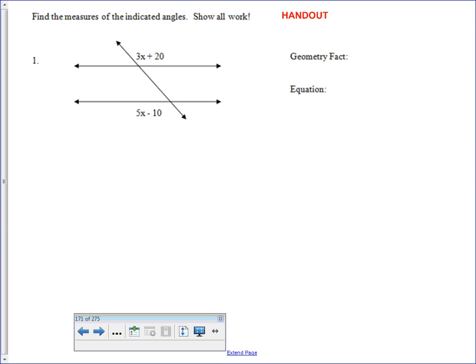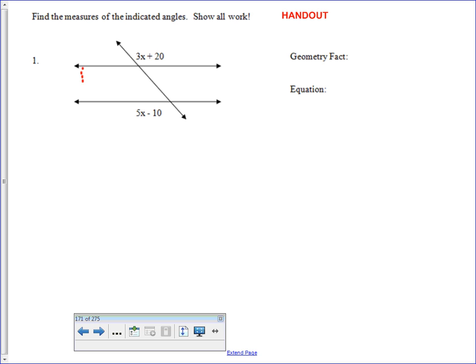We are going to practice all of the angle relationships we have when we have two parallel lines cut by a transversal. Very important that we write down the geometry fact. So the first thing I would like you to do is to take a look at the angles given, and you have that yellow reference sheet that you could take a peek at to see what geometry fact I have.